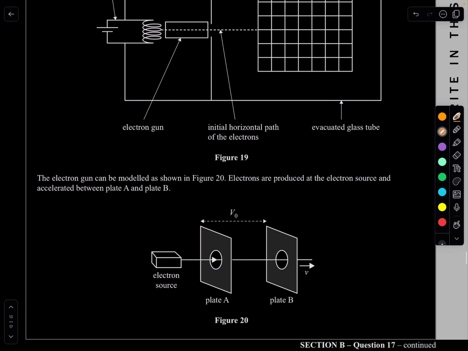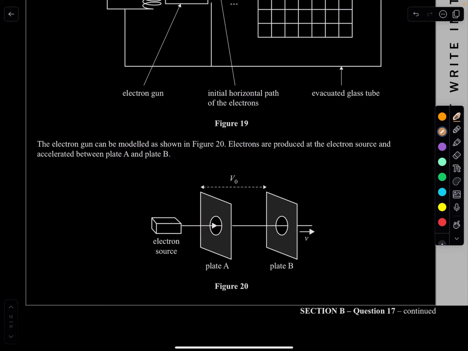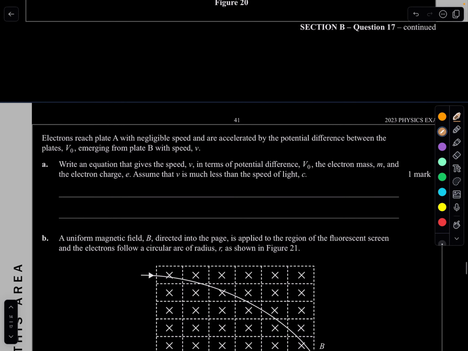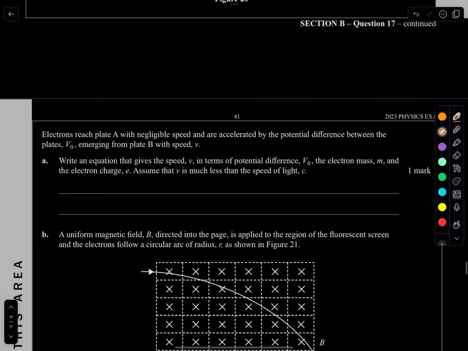All right, beautiful. The electron gun can be modeled as shown in figure 20. Electrons are produced at the electron source and accelerated between A and B. So those plates. Okay, makes sense. Electrons reach plate A with negligible speed and are accelerated by the potential difference between the plates, which is V0, emerging from plate B with a speed of v. Write an equation that gives the speed v in terms of the potential difference V0, the electron mass, and the electron charge, assuming that v is much less than the speed of light.